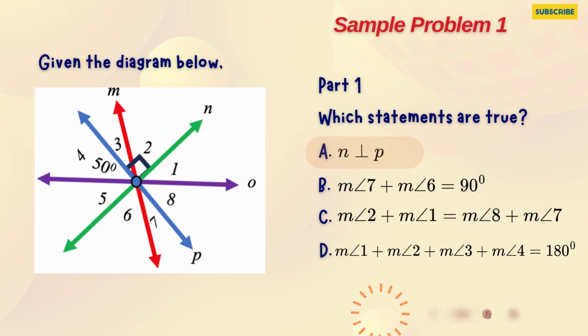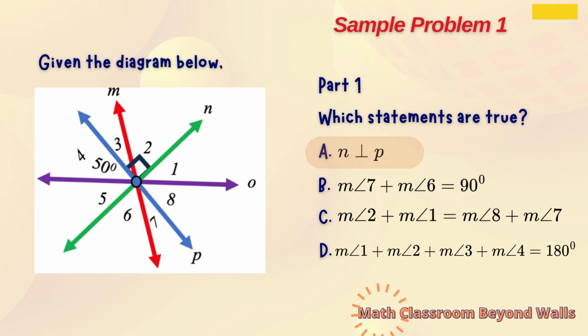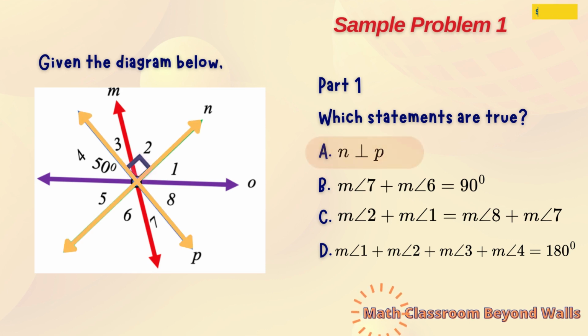Here, the statement says that line N is perpendicular to line P. Remember that if you are given a diagram, all you need to do to find out if the two lines are perpendicular is to look for the angles formed between these lines. If the measure of the angle is 90 degrees, then the lines are perpendicular. Let us look for these lines and check the measure of the angle formed. Let's go. There you are. Here is that box. So the lines are perpendicular.